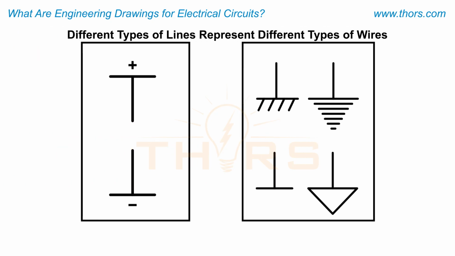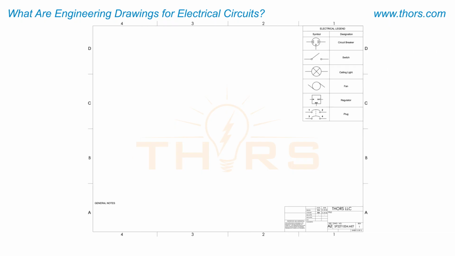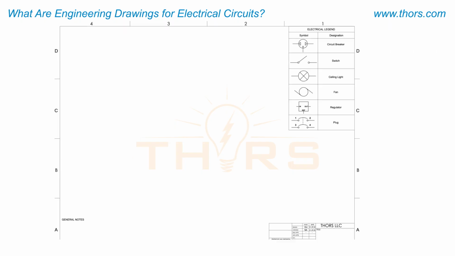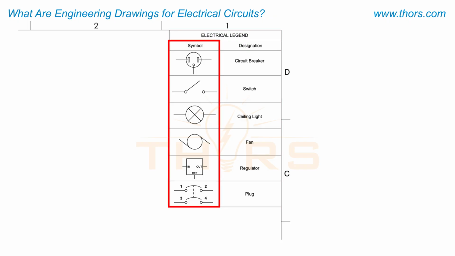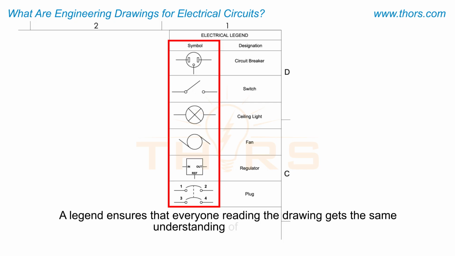The different types of lines represent the different types of wires, such as those carrying power or those used for grounding. To understand what each symbol and line means, the drawings include a legend. A legend is like a dictionary for the drawing, explaining each symbol and line type used. A legend ensures that everyone reading the drawing gets the same understanding of the drawing.